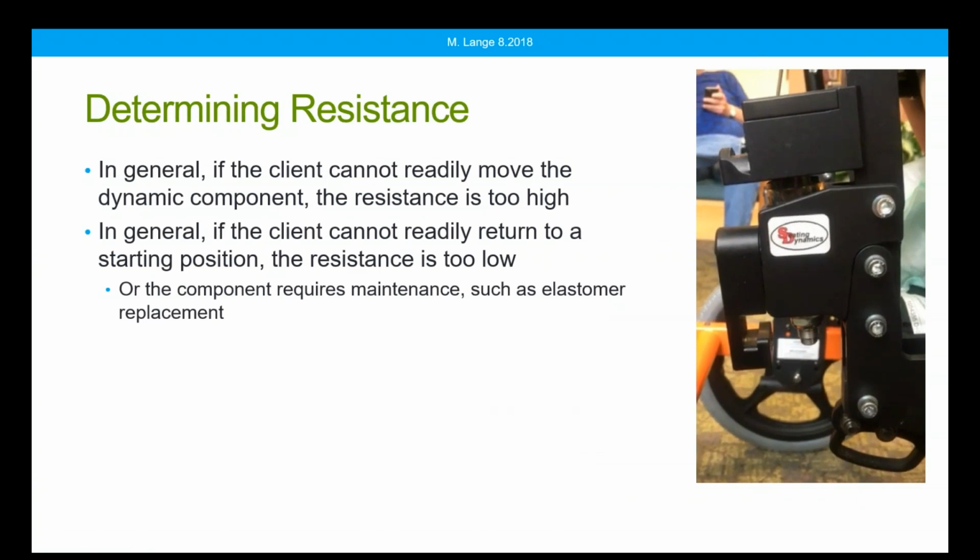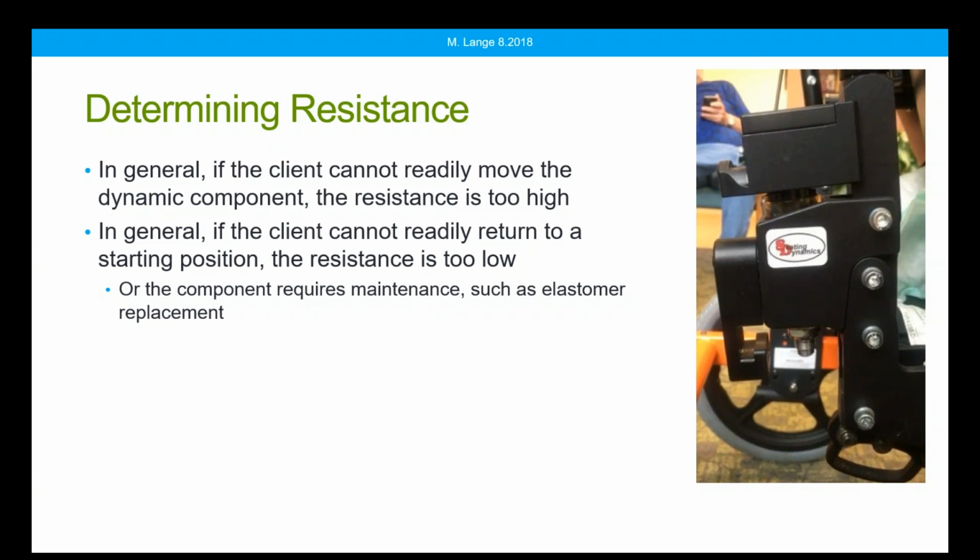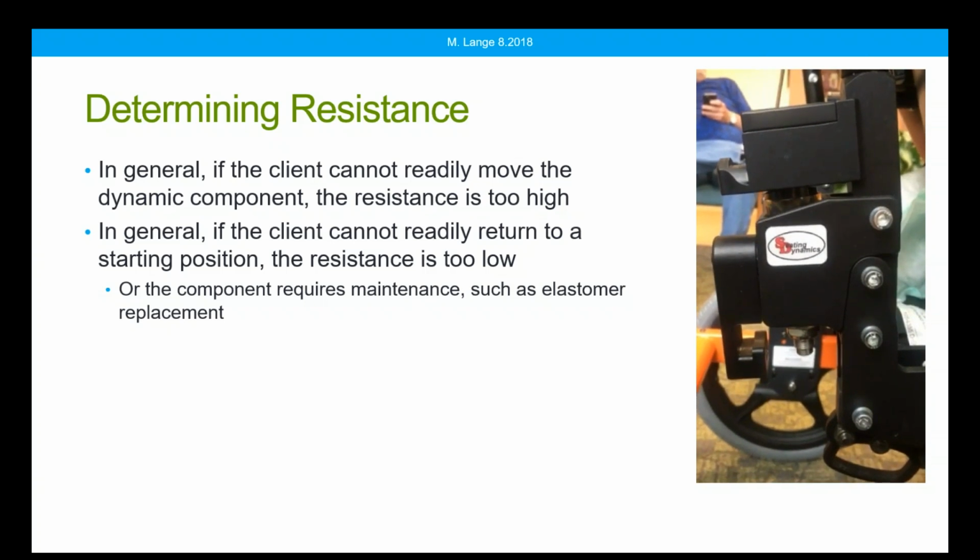Important to look at resistance as well. How do we determine how much resistance to put into a dynamic component? You can see this one moving up and down a little bit.